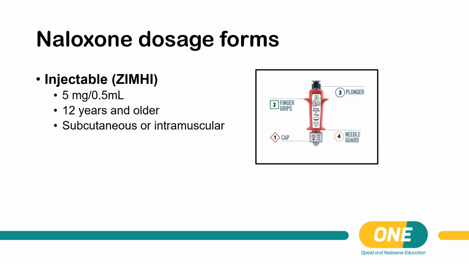Here we have another naloxone dosage form, and this is also an injectable, and it's called Zimhi, and this is branded. It's 5 milligrams per 0.5 mL, and it's approved for individuals 12 years and older that are experiencing an opioid overdose. You can administer Zimhi either subcutaneous or intramuscularly, and this is where the naloxone actually comes in the Zimhi device, which has some numbers and guides that walk you through how to administer this injectable naloxone dosage form.